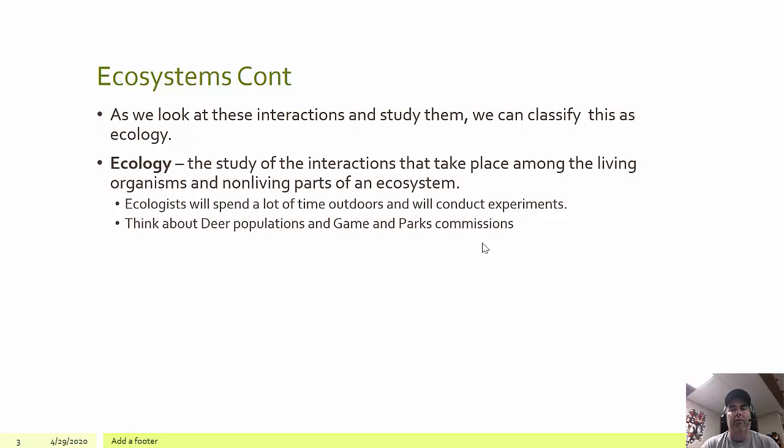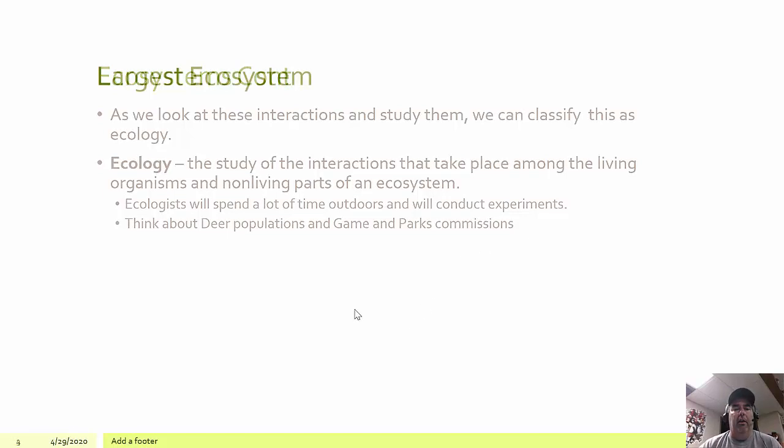So what the Game and Parks is going to look at is, if there is a larger population of deer, they might let you have an either or. Maybe with a tag you can take 2 deer, 1 buck and 1 doe, and things like that. So how that hunting season takes place is also kind of studying that population or that ecosystem that's going on with the deer and so forth.